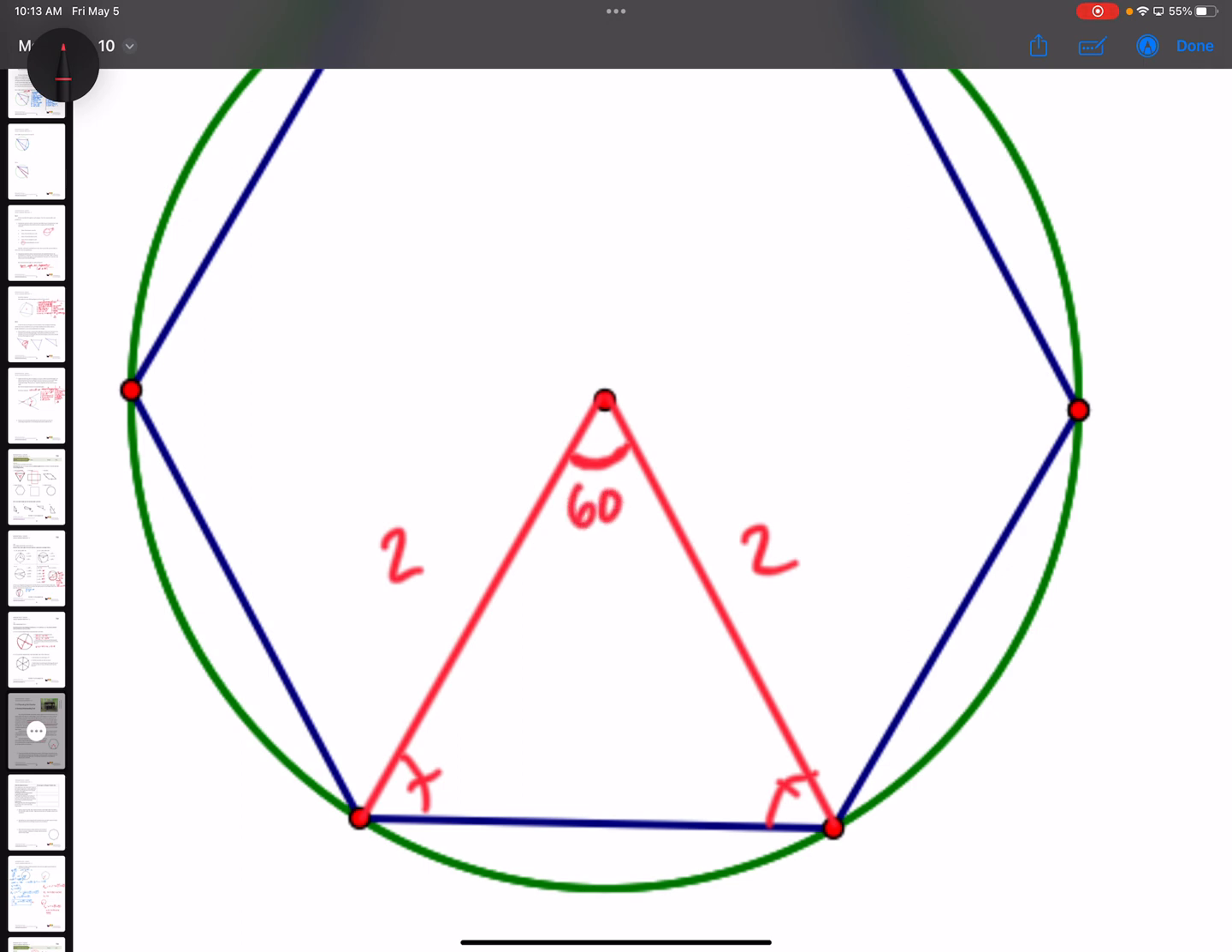And then if the bottom left and bottom right are also congruent, they're both 60 as well, because all three have to add up to 180. So they all have to add up to 180. That means this is 60 as well. This is 60 as well. And now I know that that's an equilateral triangle too.